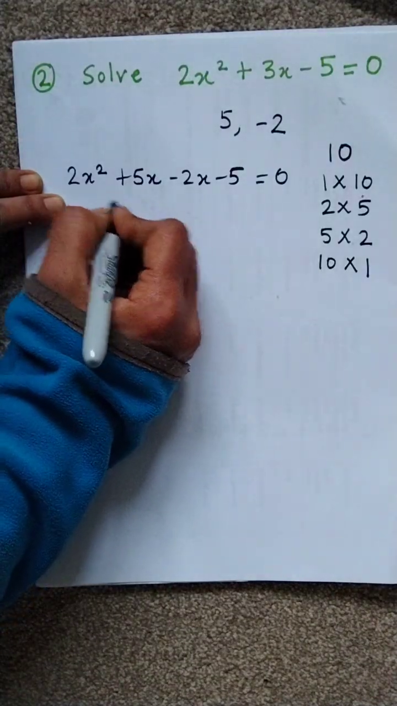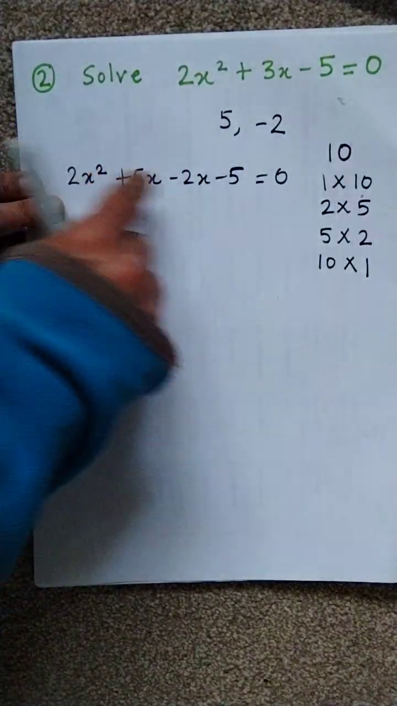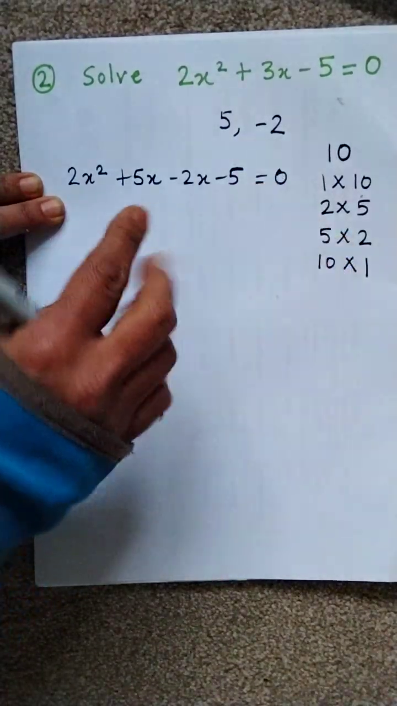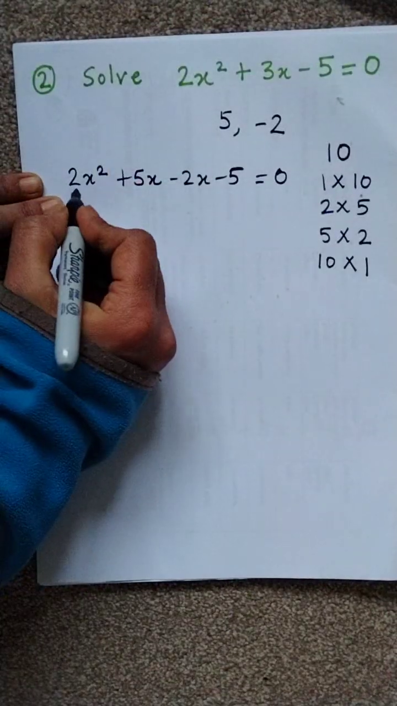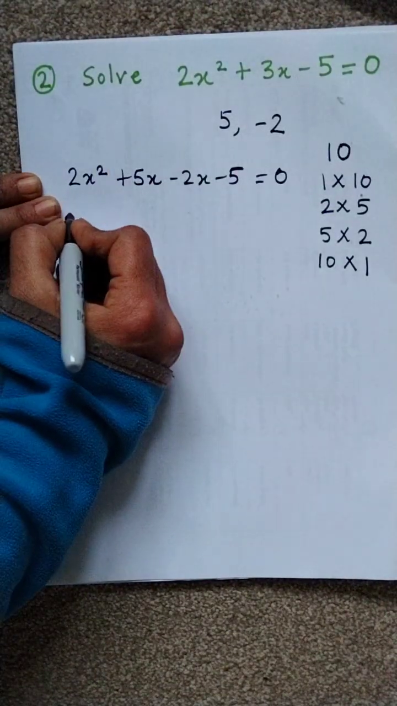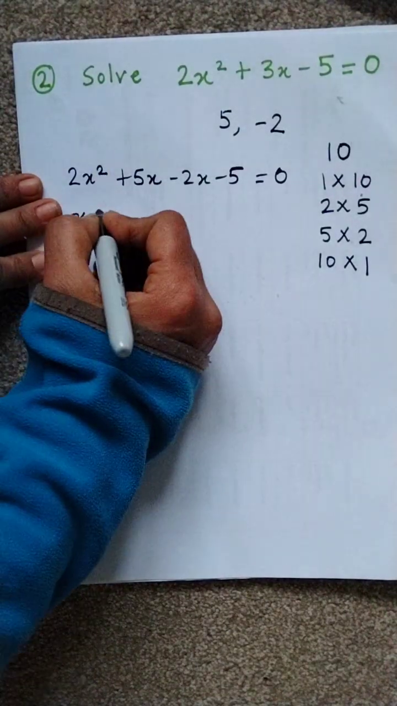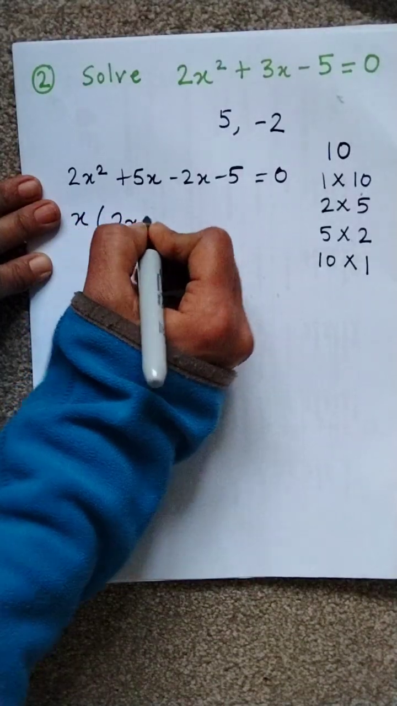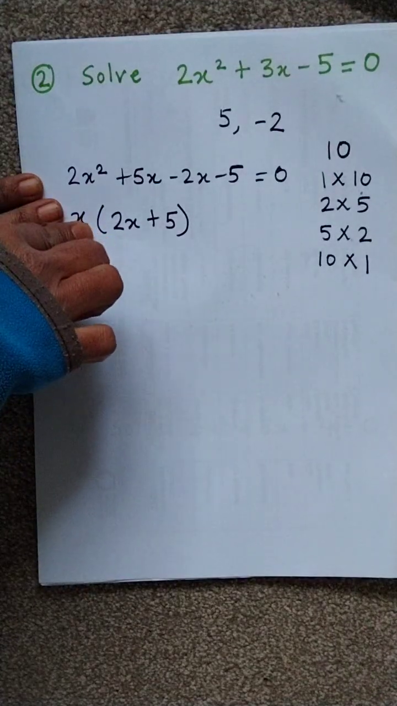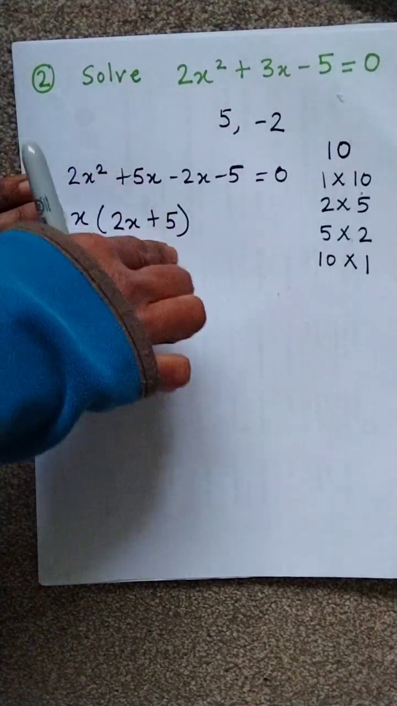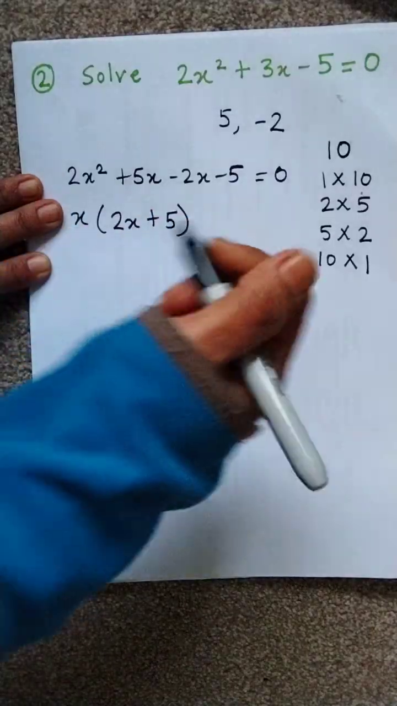Now, what is common here? We again divide into 4 parts, the first 2 parts and again 2 parts. In the first part, what is common? X is common. So what remains? 2x plus 5. X is outside. What remains? 2x plus 5.